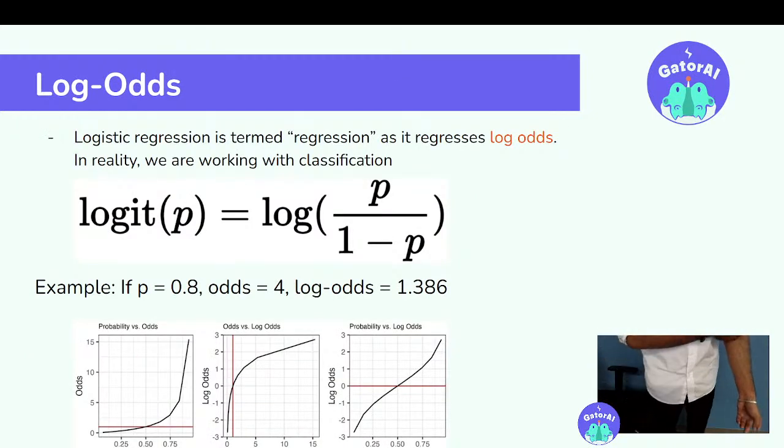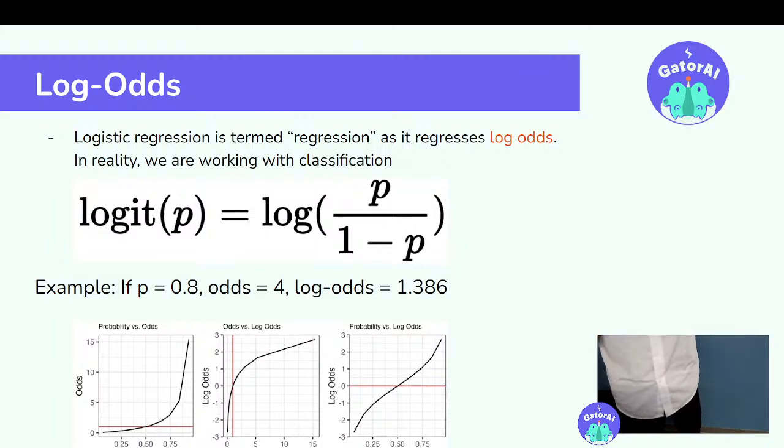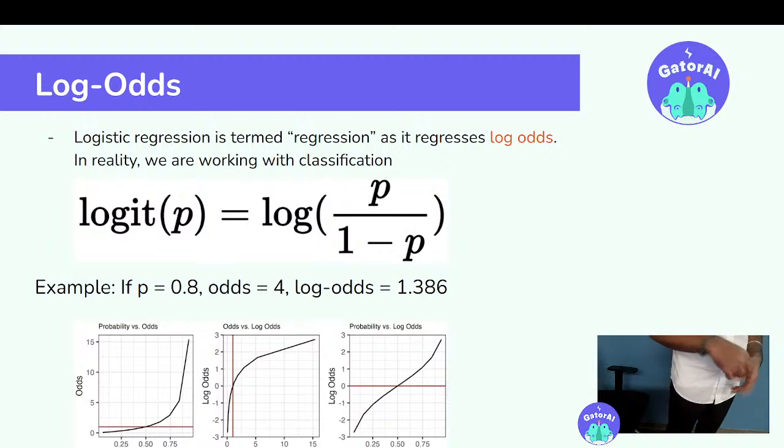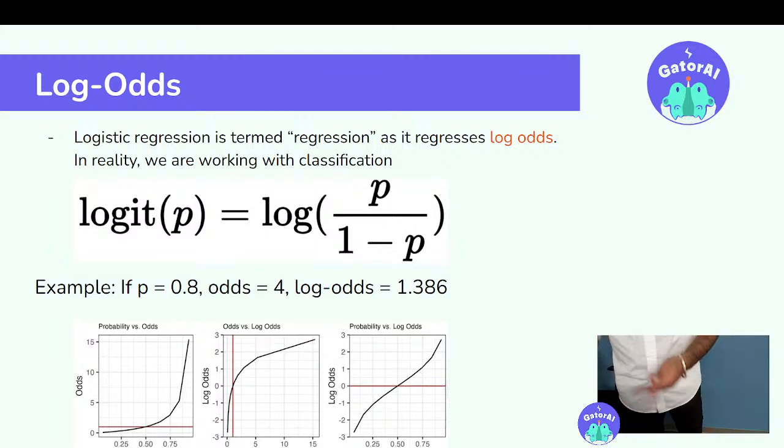All right, and now we have log odds. So this might be a little confusing, but what we're doing in logistic regression is actually classification. If anyone's wondering why we call it logistic regression in the first place, the reason is that we're regressing on the log odds of the probability. And by the log odds of the probability, I mean the odds of an event happening. So you want to note the differentiation between odds and probability, because they might sound the same, but they're not the same.